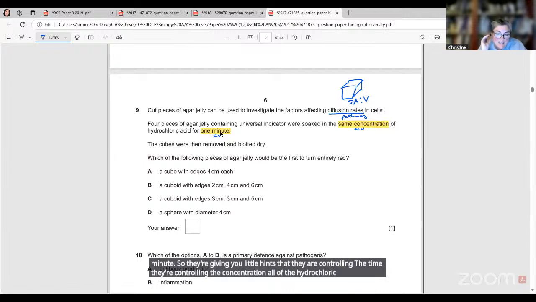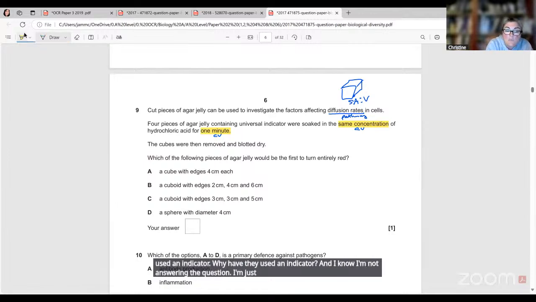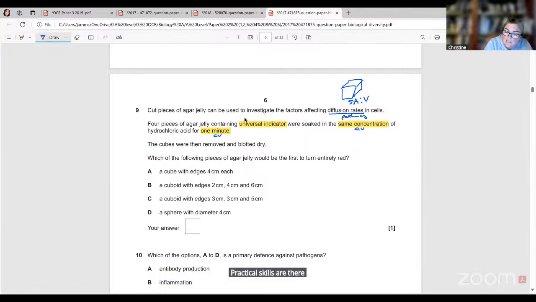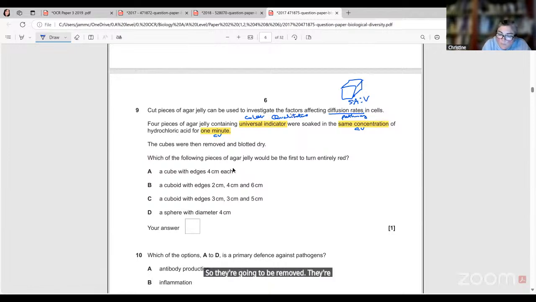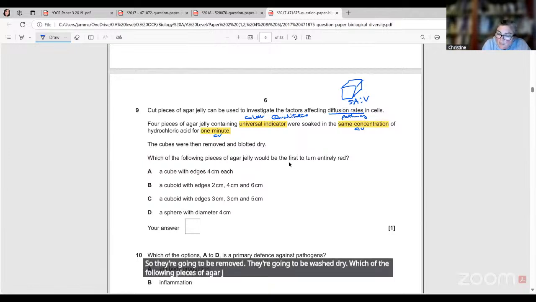They've used an indicator. Why have they used an indicator? And I know I'm not answering the question, I'm just trying to help you to see where the practical skills are there. They've used a universal indicator because that's going to give you a color for you to assess. And therefore, we're looking at qualitative data here because we're looking at that color changing. So then it says, the cubes were then removed and blotted dry. Which of the following pieces of agar jelly would be the first to turn entirely red?